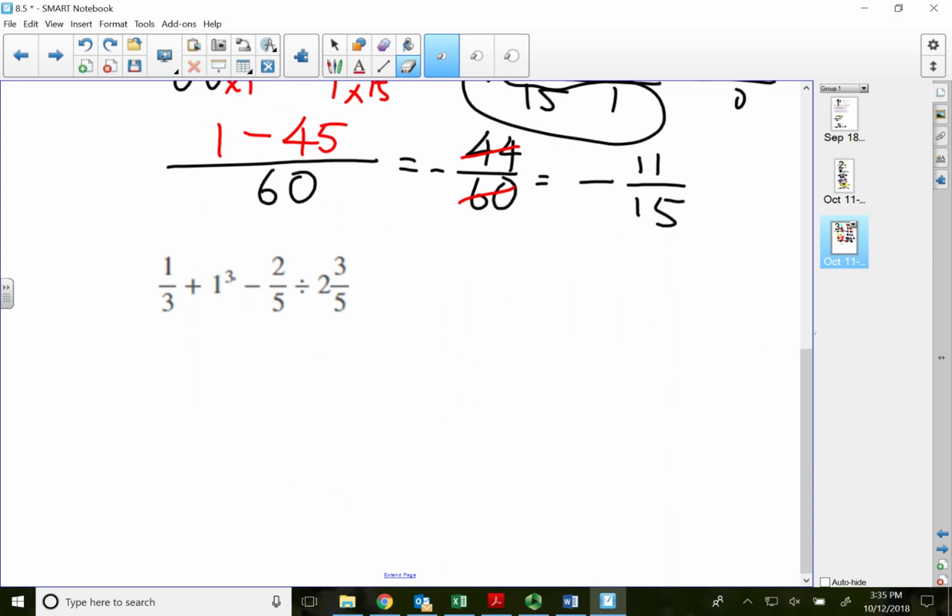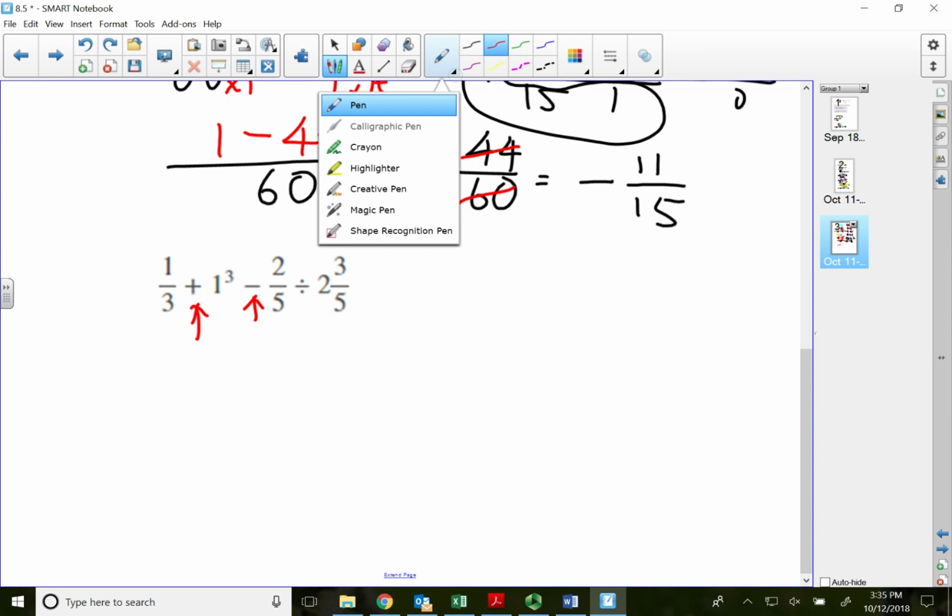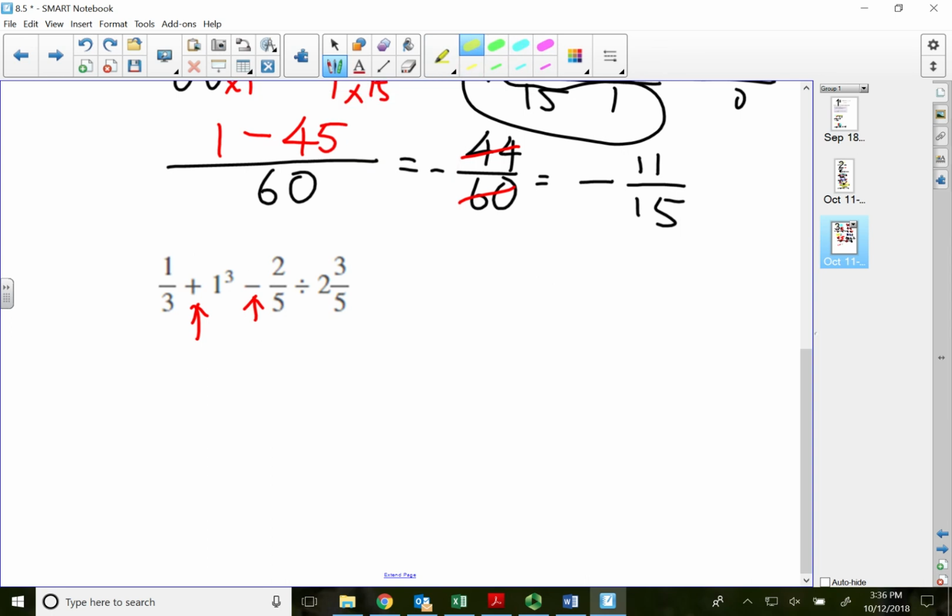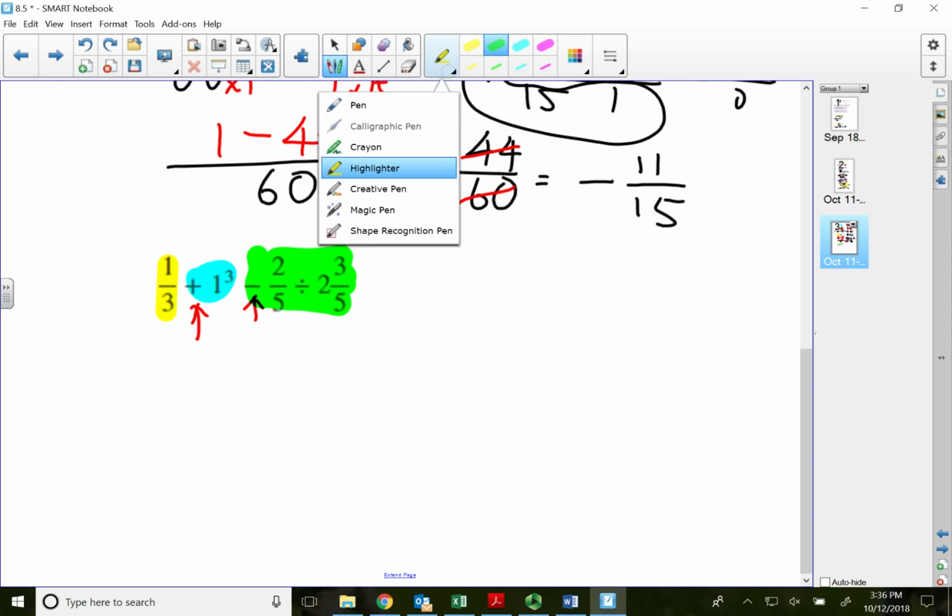Oh, I love this one too. Because this one brings us back to the little trick I showed y'all before when it comes to combining a whole number with a fraction, like the mixed number, how we convert it into improper fraction. So all right, plus sign here, subtraction sign here. I got 2 of those signs, so that will be 3 terms. First term is 1/3. Second term is positive 1, whole thing to the third power. My third term is negative 2/5 divided by 2 3/5. So let's go ahead and figure out.